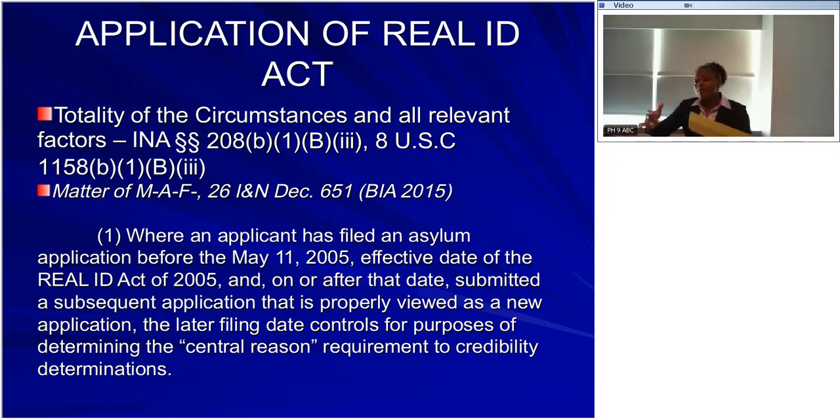But Matter of MAS says, if you filed an application for asylum and it was post the REAL ID Act, May 11th, 2005, and then you file a subsequent application, and that subsequent application is substantially different from the first application that you filed, an immigration judge can determine that the date of filing that substantially different application is the date from which you then start to calculate your 1 year deadline.